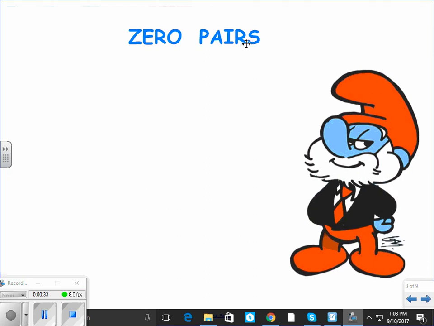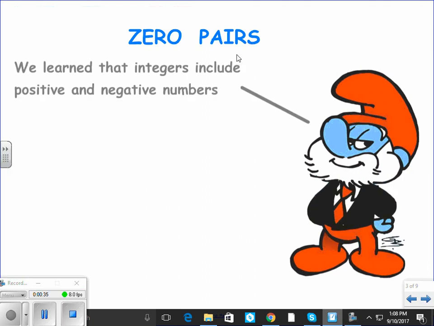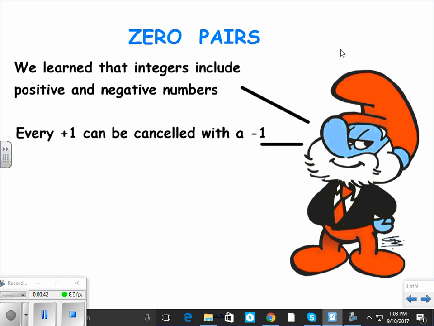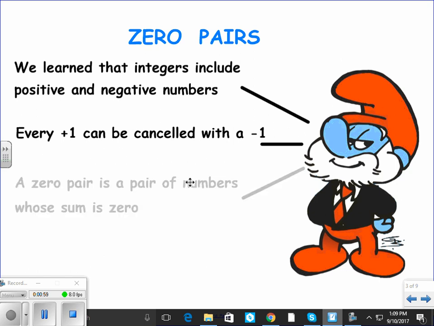Let's look at zero pairs. We've already learned that integers include positive and negative numbers, and that every positive one can be canceled with a negative one. In other words, if you add 1 and then subtract 1, the result, or the sum, would be 0. A zero pair is a pair of numbers whose sum is 0.